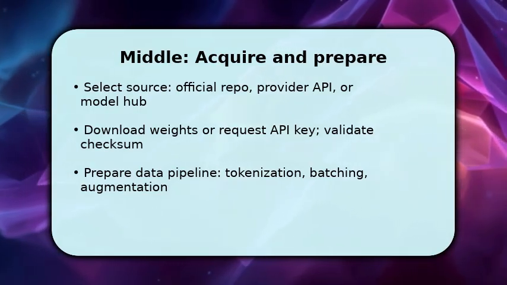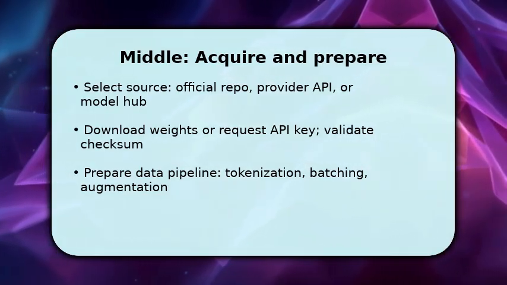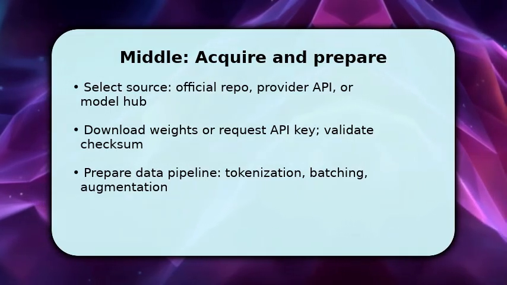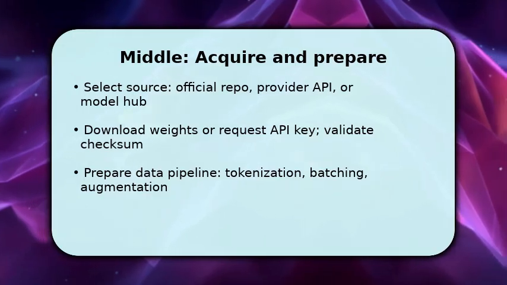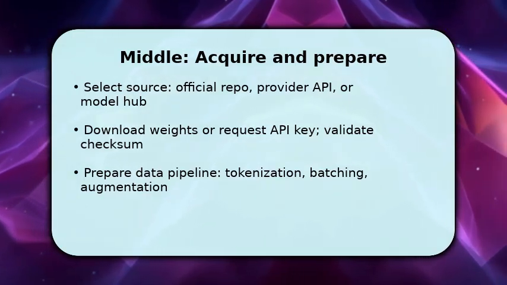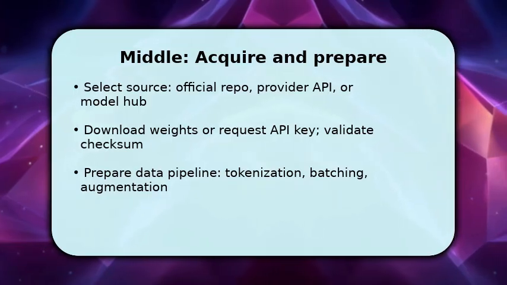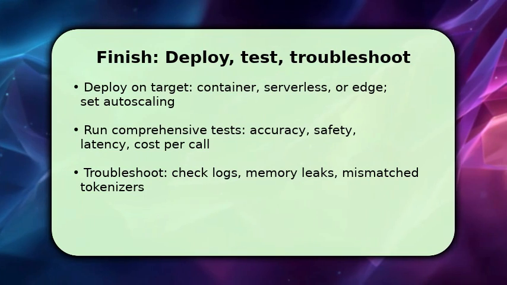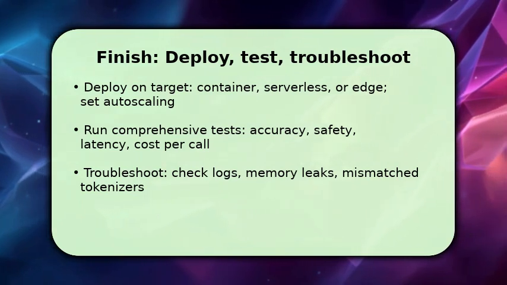Then prepare your data pipeline, tokenization, batching, and any augmentation. Ensure formats align with the model's expected inputs. Once integrated, run a smoke test on a tiny subset to measure latency and sample output. You finish by deploying and verifying the model in its production setting, making sure auto-scaling and monitoring are active.